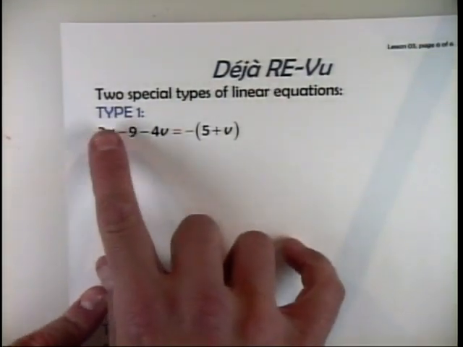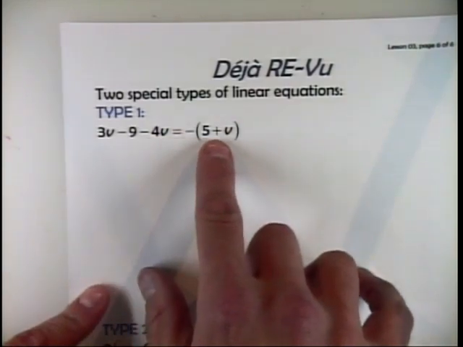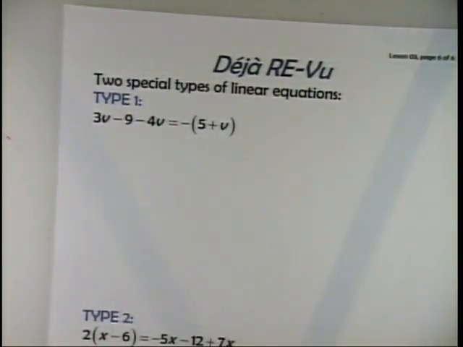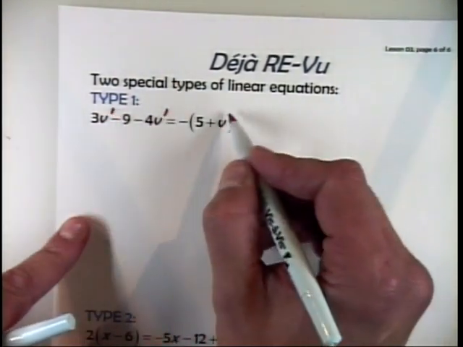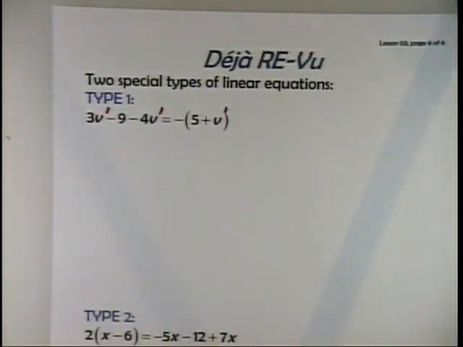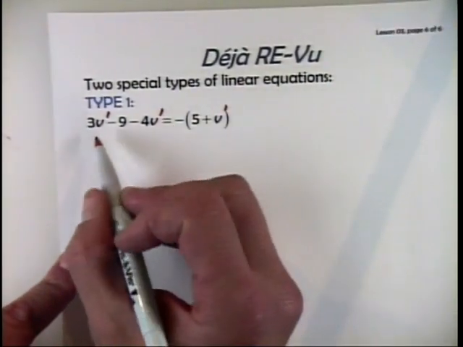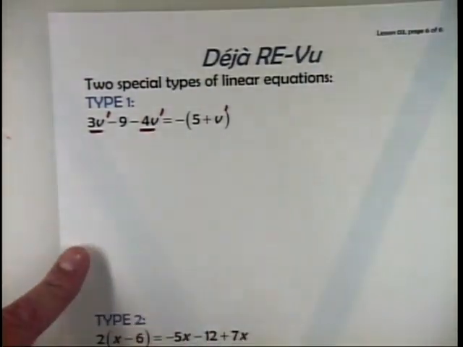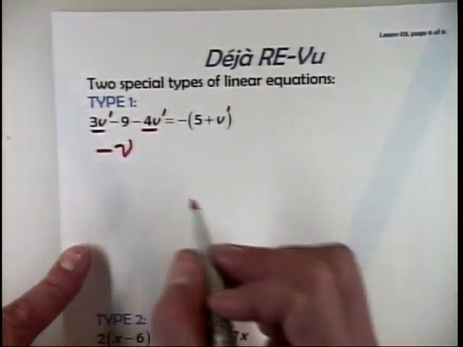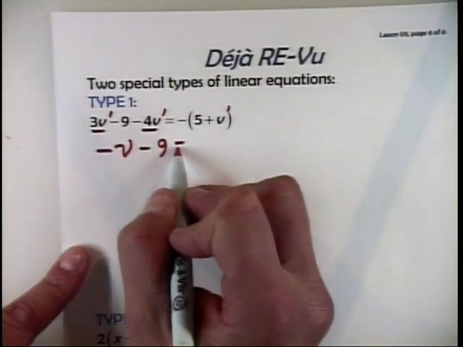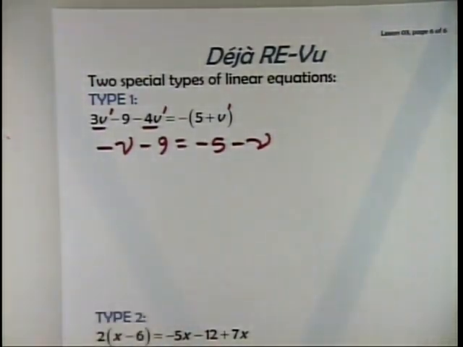The variable is v. 3v minus 9 minus 4v equals negative 5, or the quantity 5 plus v. So yes, it is linear. I've got 3 v's, and they're all to the first power. So it is a linear equation. So let's go ahead and use the prescription. There's really nothing to expand on the left side, but I can already combine the two like terms that are there. 3v minus 4v is negative v minus 9 equals, distributing the negative, that's a negative 5 minus v.